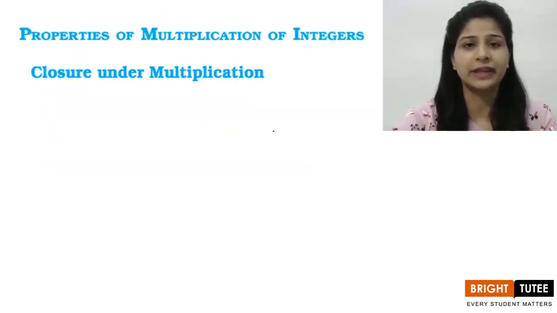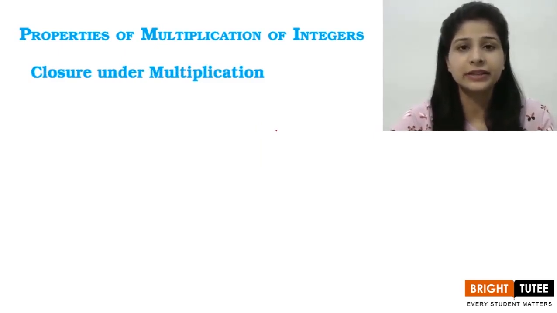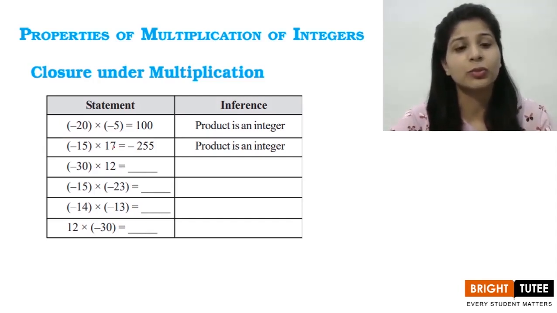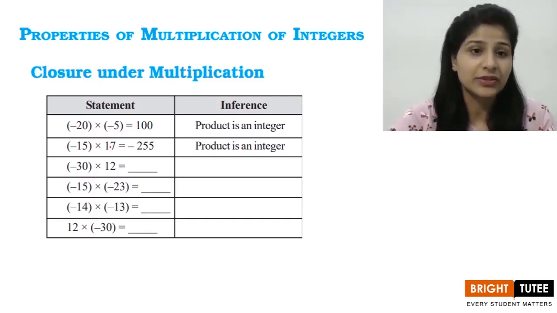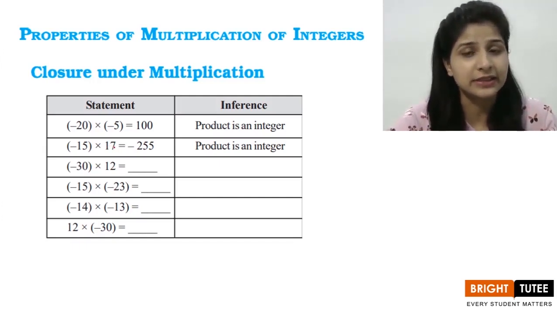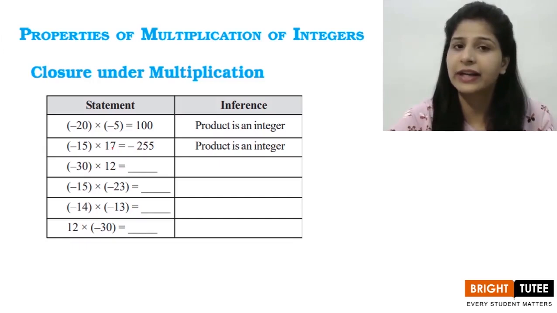So the first property is closure under multiplication. Focus on the statements and see the inference, whether the product comes out to be, when we multiply any two integers, whether it is positive, whether it is negative, one positive, one negative, both are negative, both are positive. What is the answer that we are getting? Are we always getting an integer? Let's focus and find out.